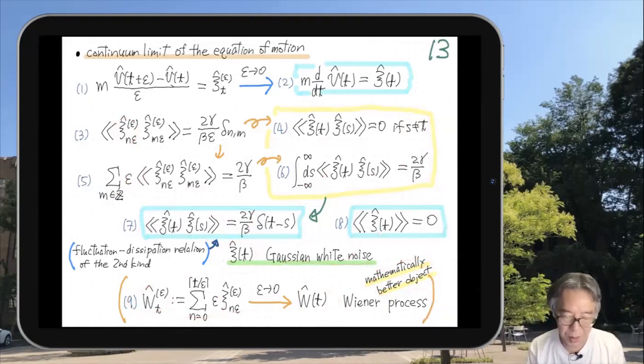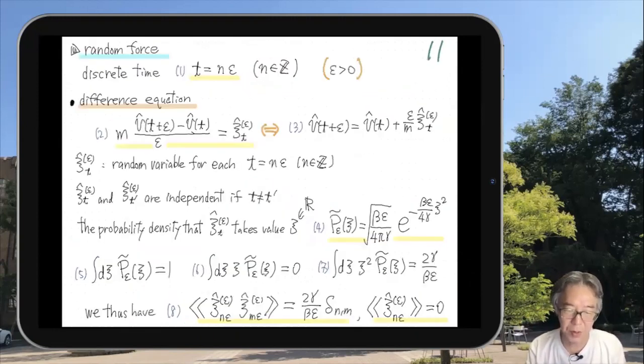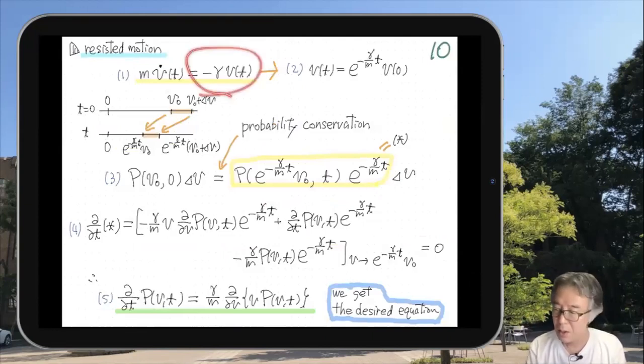Okay. And by the way, this relation is sometimes called the fluctuation dissipation relation of the second kind, to emphasize that this determines the magnitude of this random fluctuation quantity xi in terms of this coefficient gamma and beta. Okay, and beta is of course the inverse temperature, which has a physical meaning, and gamma also has a physical meaning as the coefficient for this resisted motion. Okay. Oh, oops, it's here. So it has a clear meaning as a coefficient here.